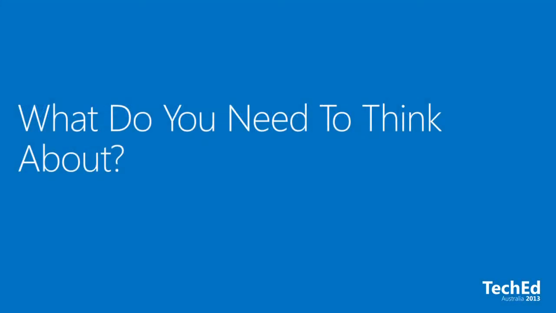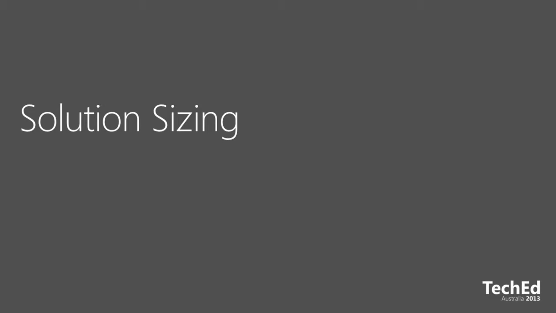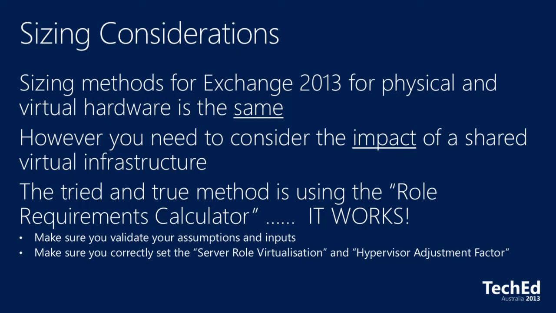So what do you need to think about? There's a whole bunch of things you need to think about. The first thing I'm going to look at is sizing, because the rules are slightly different. Scott last night went through sizing, covered it all off. The process that he talked about is actually no different for virtualization. There's just a few extra things you need to think about. So you follow the process that Scott talked through. It's the same process.